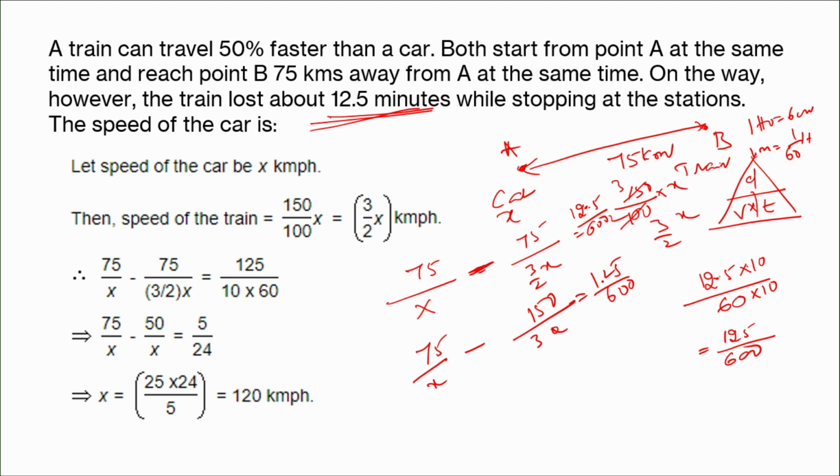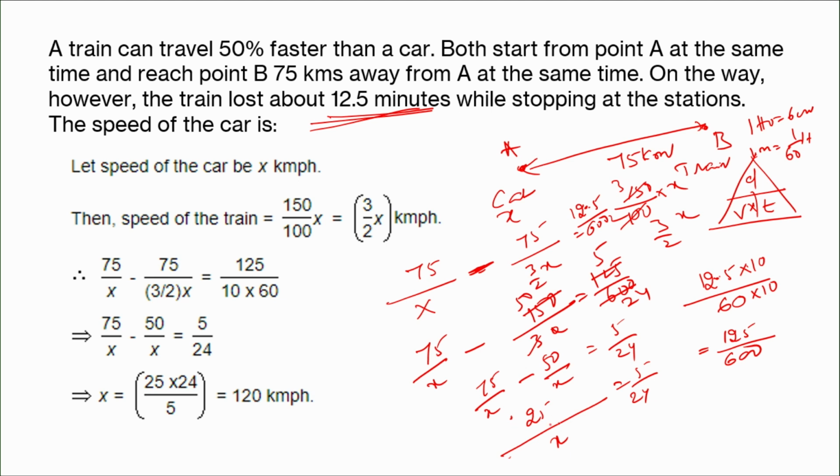Now, we are going to simplify it. 150 by 3, 3 fifties are 150. Again 125/600 is divisible by 25, 5 twenty-fives are 125, 24 twenty-fives are 600. Means 75/x minus 50/x is equal to 5/24. The LCM for this is x. 75 minus 50, that is 25 by x, is equal to 5/24. Correct? Or x is equal to 24 into 25/5.